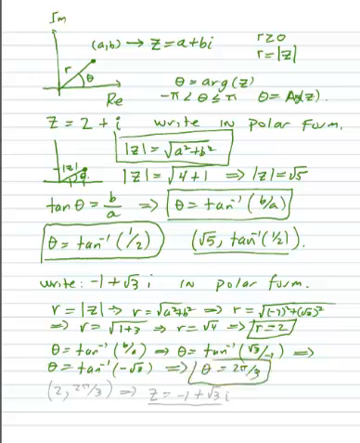So the polar point is (2, 2 pi thirds), and that corresponds to z = -1 plus the square root of 3i.